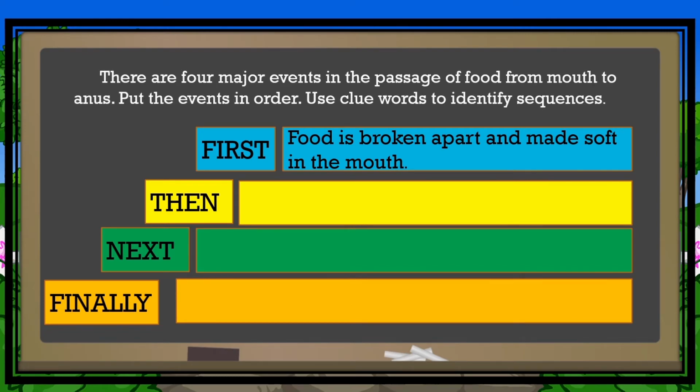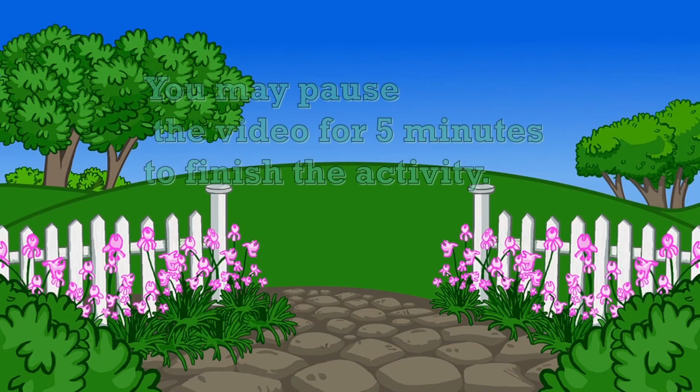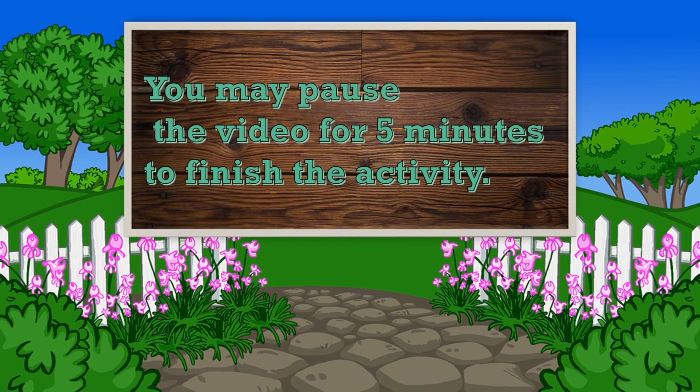There are 4 major events in the passage of food from mouth to anus. Put the events in order. Use clue words to identify sequences. You may pause the video for 5 minutes to finish the activity.